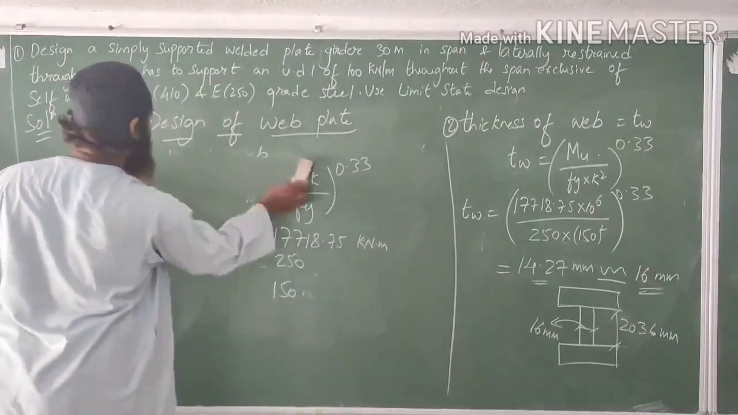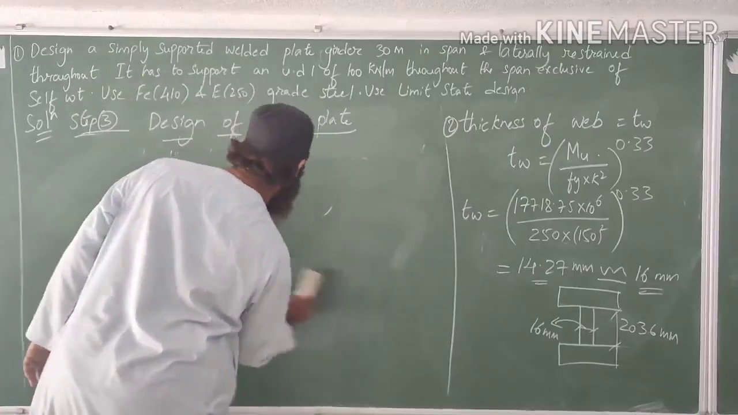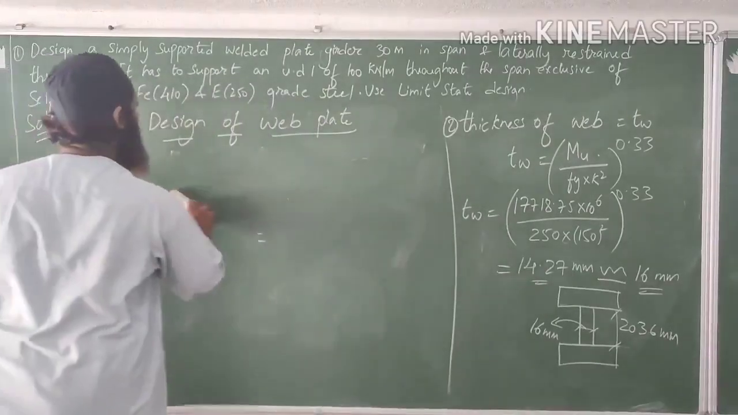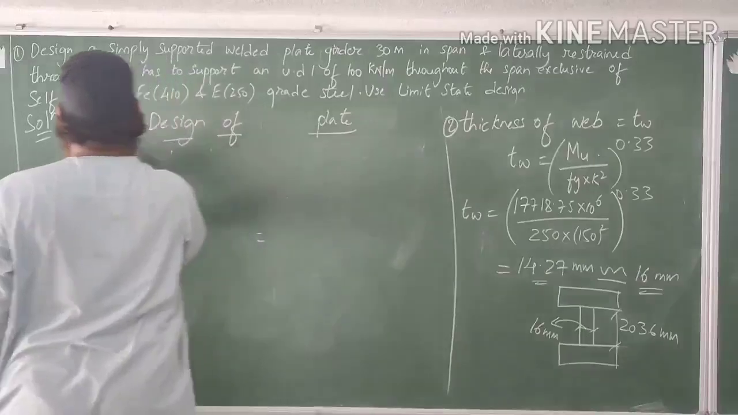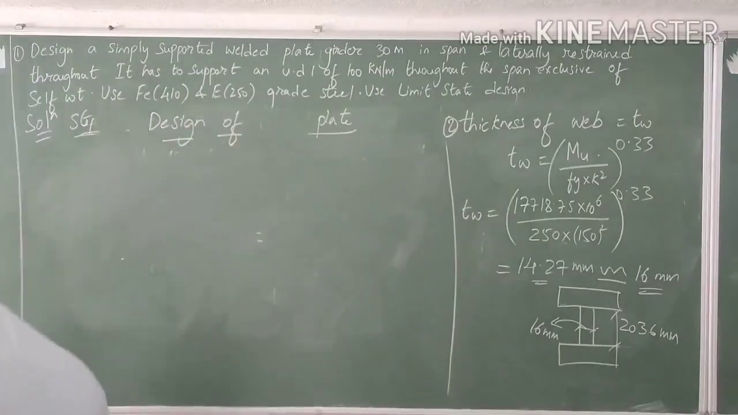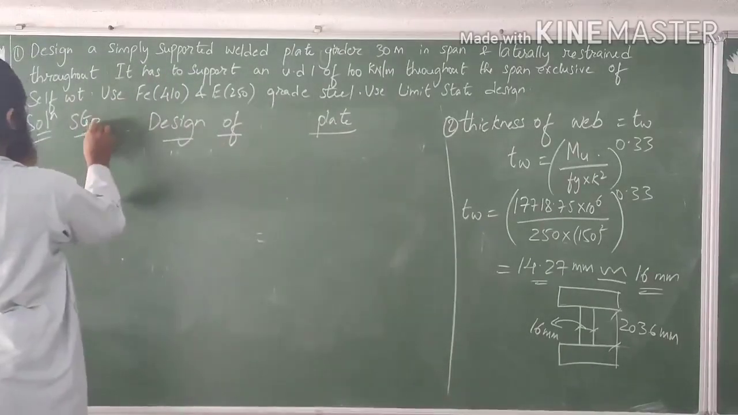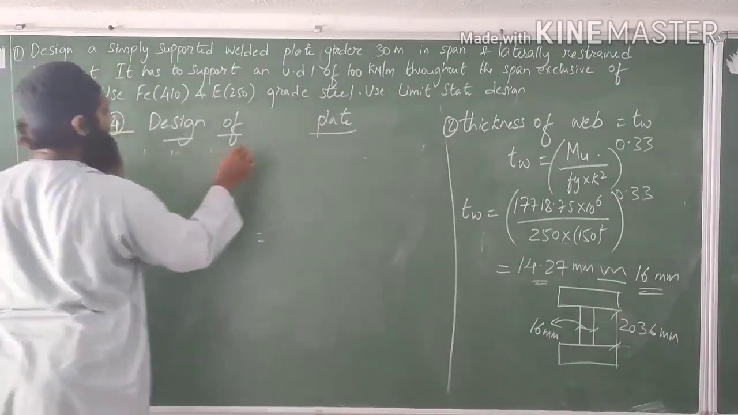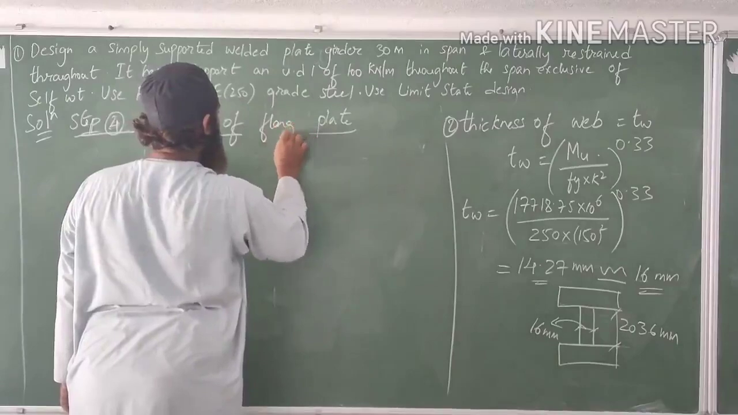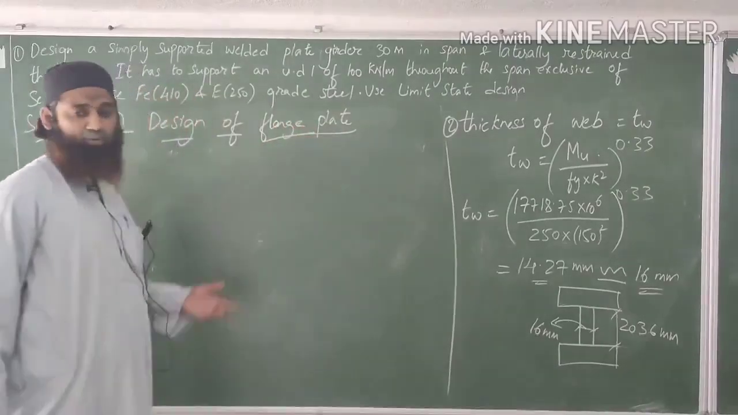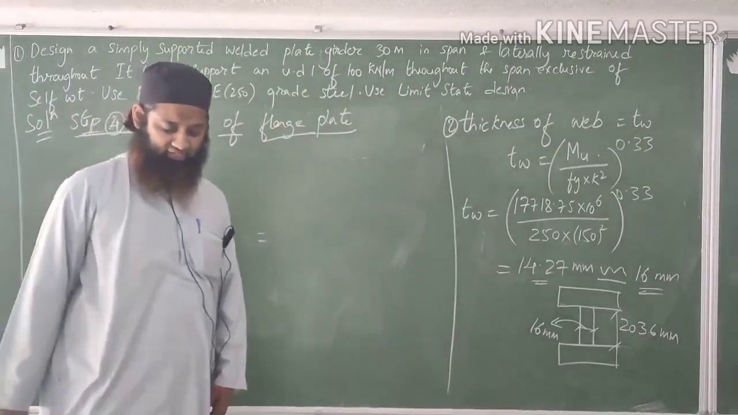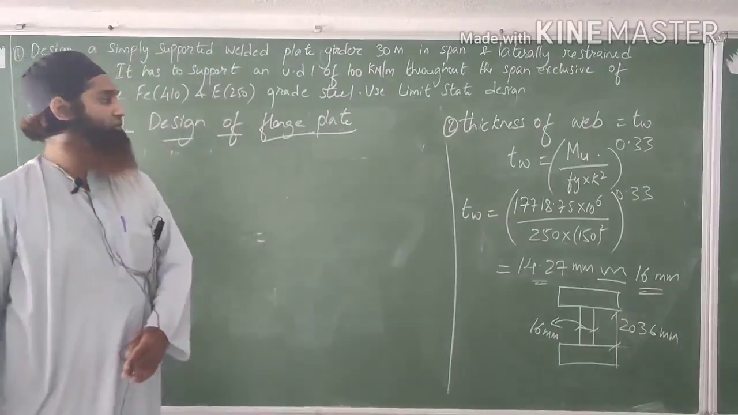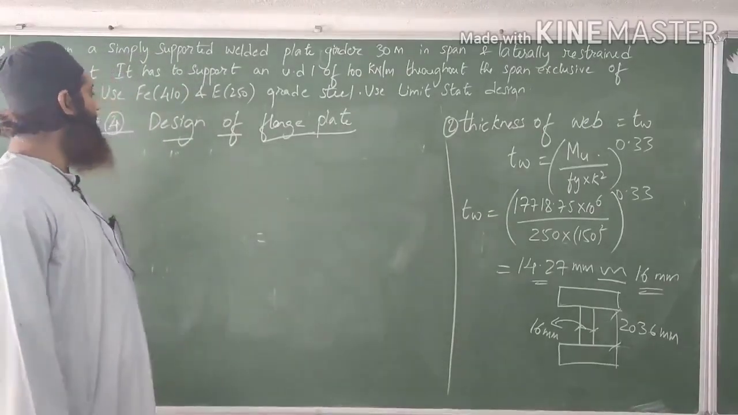Hope till here everything is clear. We have taken the loads coming onto the girder. Total loads we have assigned. Now what we had done is, we have seen the maximum bending moment coming onto the girder. Then we had designed the web plate. We have designed the depth as well as the thickness of the web plate. Now here we will be seeing the design of the flange plate.